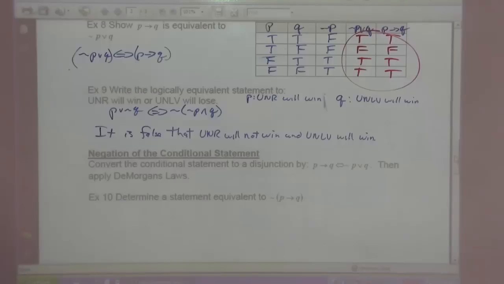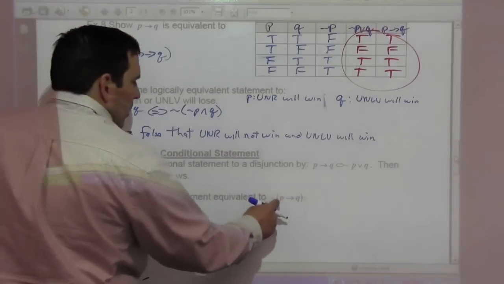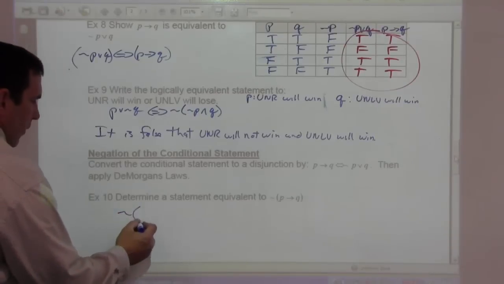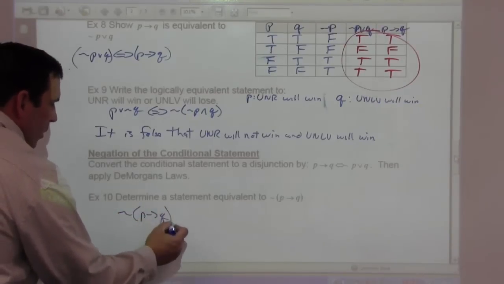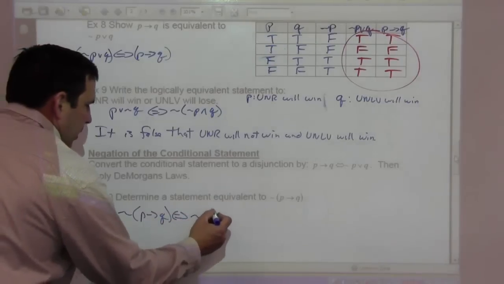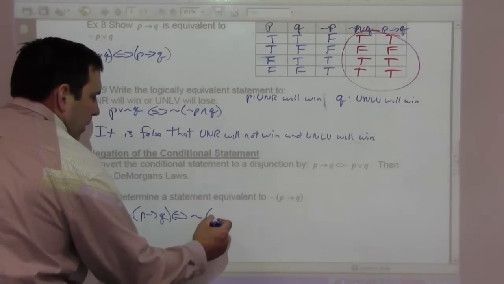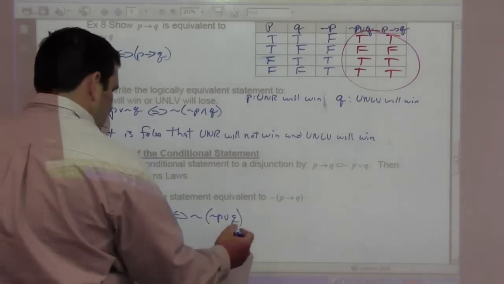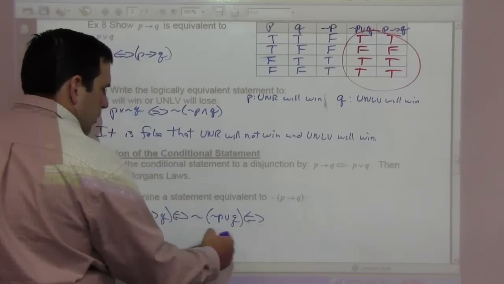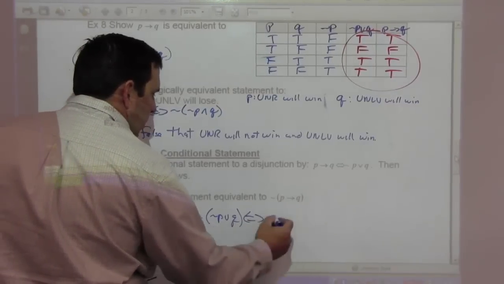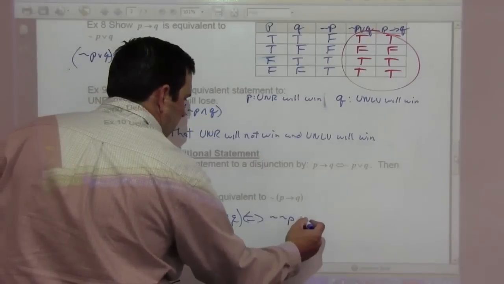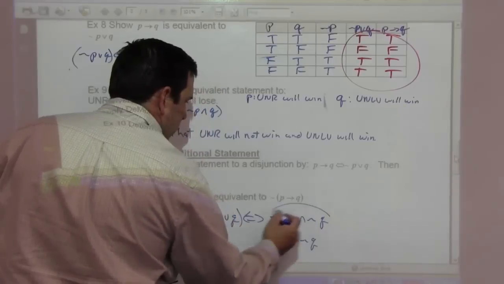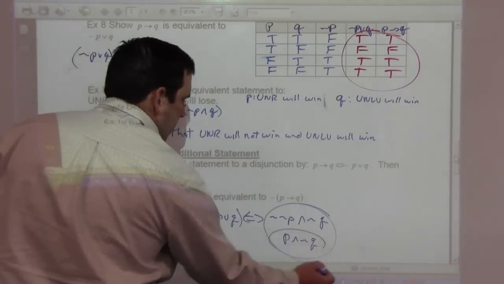So determine the statement equivalent to the negation of if P then Q. So the negation of if P then Q would be the negation of not P or Q, and then by De Morgan's laws, that's going to be the negation of not P and negation of Q, or P and not Q. Really, this is the answer we want.